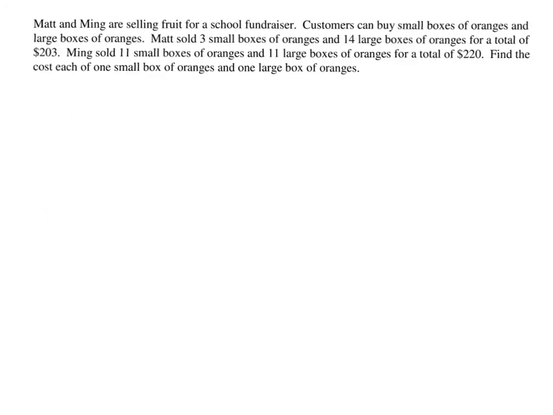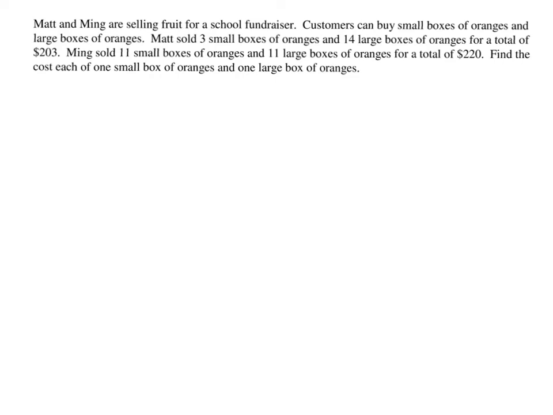Okay, and then looking at the last problem here, this is another word problem. Matt and Ming are selling fruit for a school fundraiser. Customers can buy small boxes of oranges and large boxes of oranges. Matt sold 3 small boxes of oranges and 14 large boxes of oranges for a total of $203. Ming sold 11 small boxes of oranges and 11 large boxes of oranges for a total of $220. Find the cost of one small box of oranges and one large box of oranges.